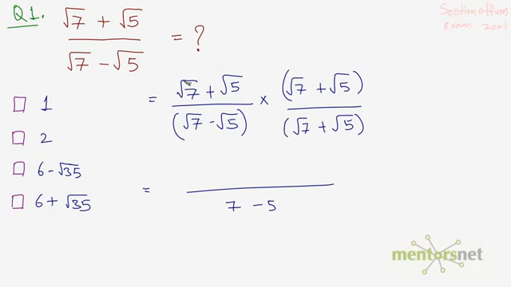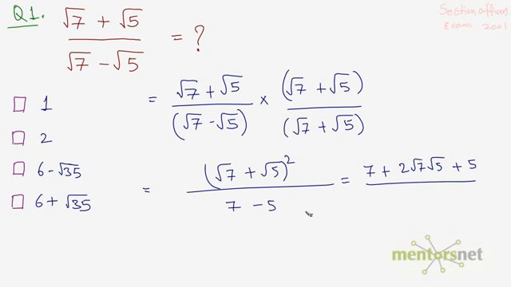And in the numerator we have (a + b) times (a + b), so (a + b) whole square. Let us write it: (√7 + √5) whole square. This is equal to a² + 2ab + b². So we have (√7)², which is nothing but 7, plus 2 times √7 times √5, plus b², (√5)², which is 5, upon 7 − 5, which is 2.